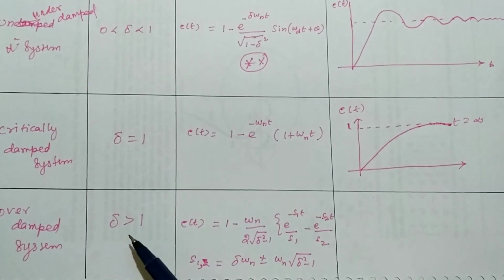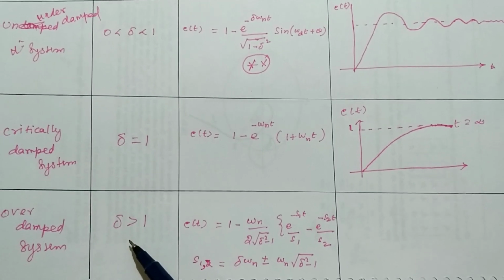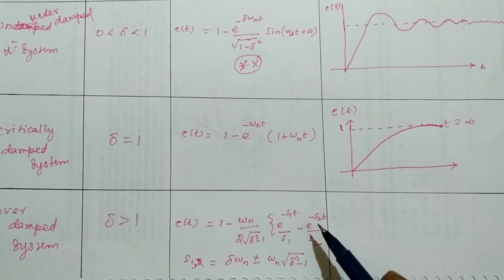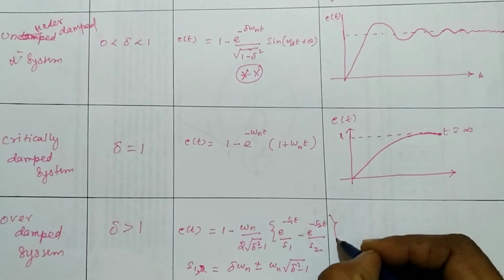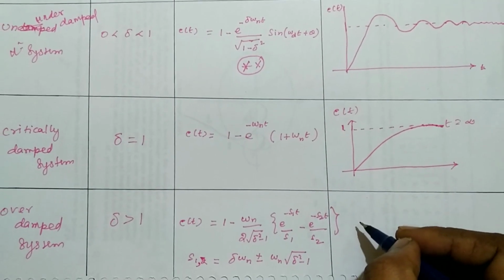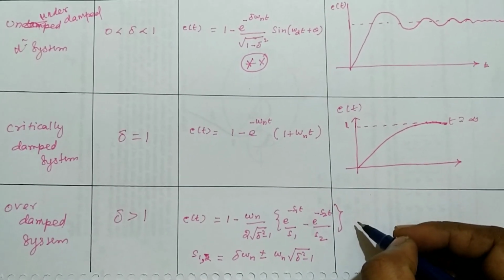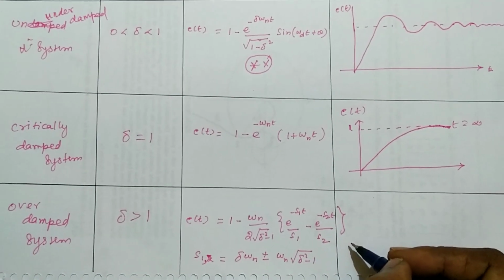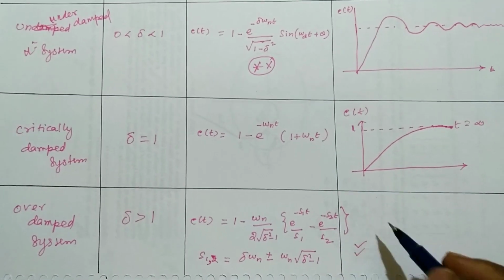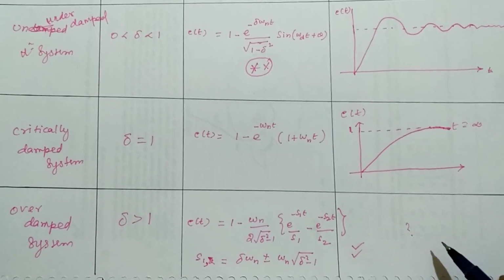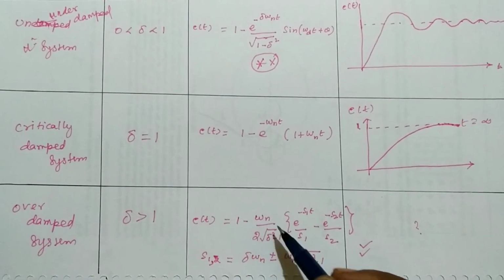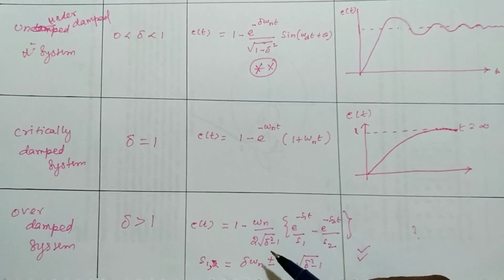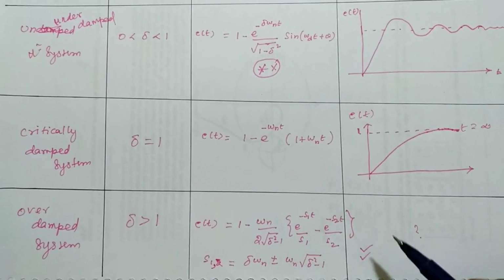The last one is when the delta value, the damping ratio value, is higher than 1. So this is the output equation. Problems on this are asked very rarely. Whenever we need, we will explain this overdamped system in detail. So here there is no output graph. Only memorize this one. We will see the problem whenever it is required. I will explain more.